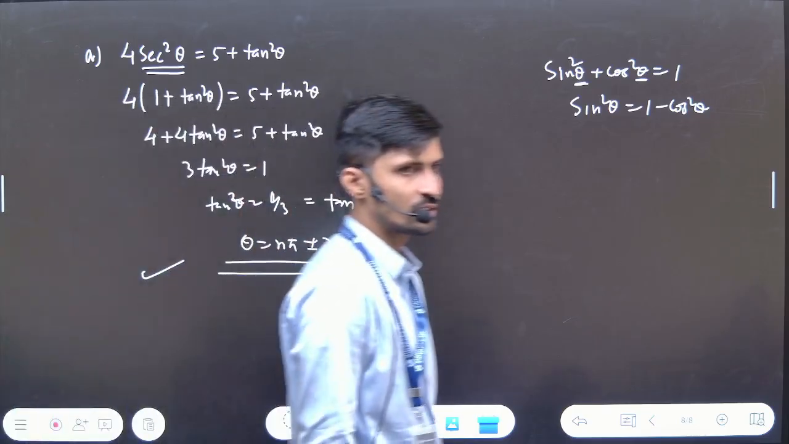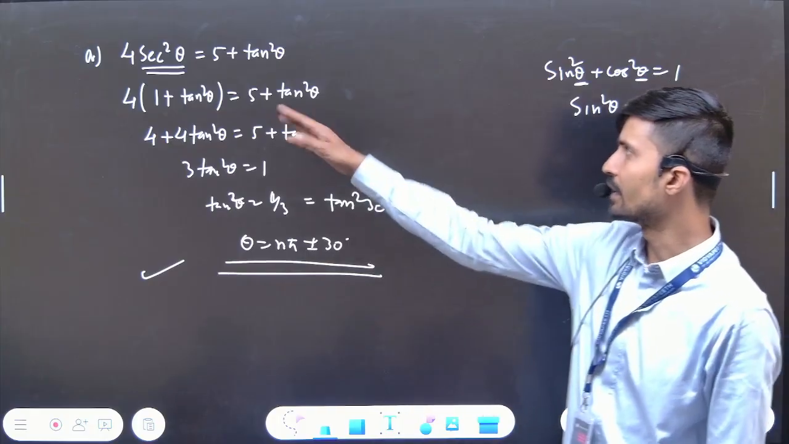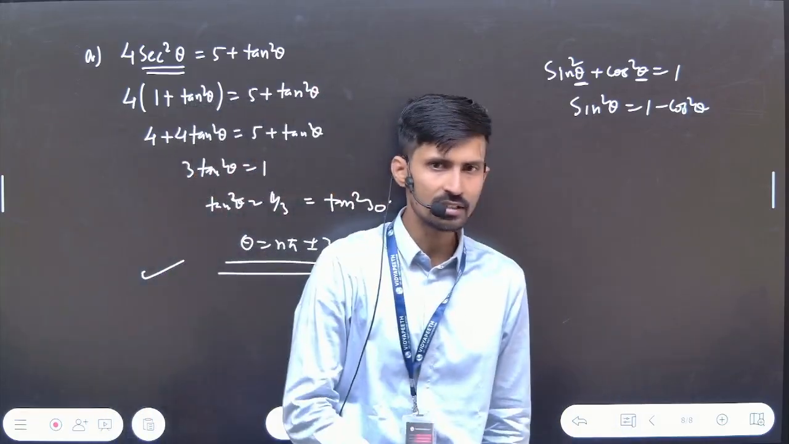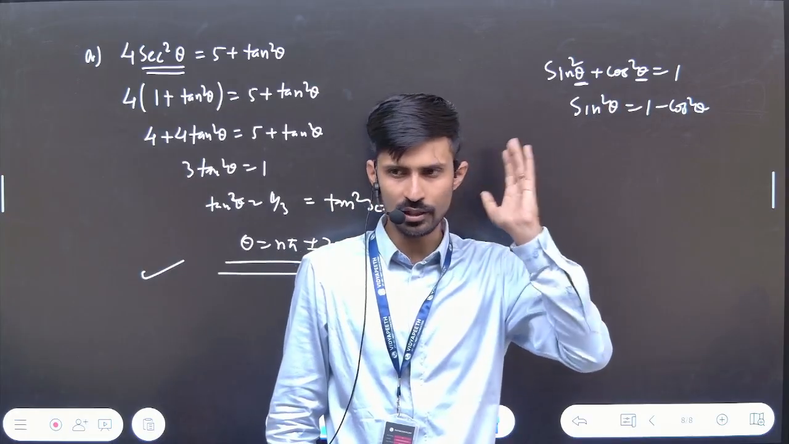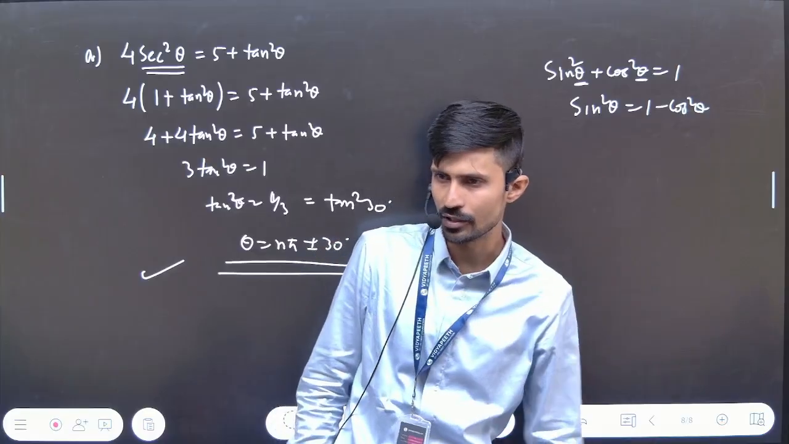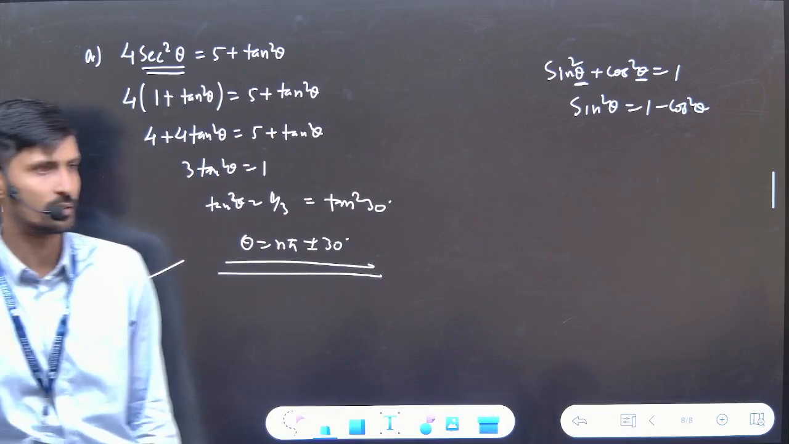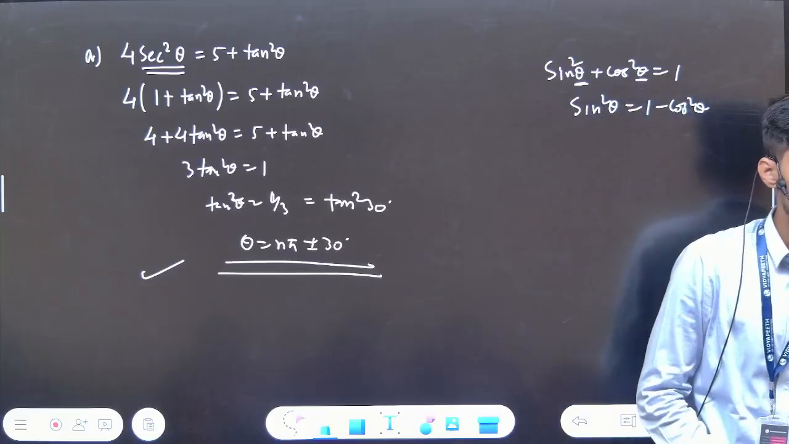So this is the first question that we solved. Now sec square theta is equal to 5 plus tan square theta. Names are different: sec and tan. Angles are the same. So names are different, angle is the same. We can use trigonometric identities: sin square theta plus cos square theta equals 1, sec square theta minus tan square theta equals 1, cosec square theta minus cot square theta equals 1, to change the name without changing the angle.